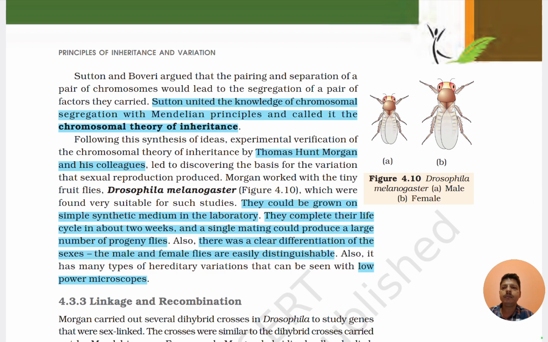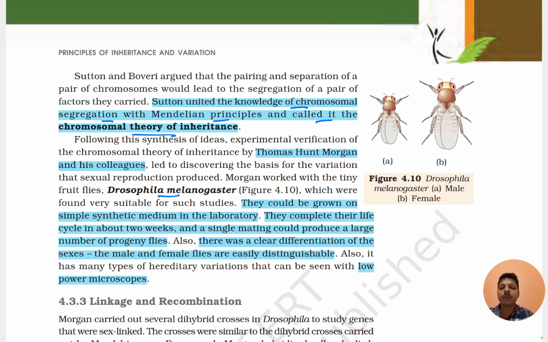Here, Sutton and Boveri argued that the pairing and separation of a pair of chromosomes would lead to the segregation of a pair of factors they carried. Then Sutton united the knowledge of chromosomal segregation with the Mendelian principle and called it the chromosomal theory of inheritance. Then Thomas Hunt Morgan and his colleagues did experimental verification of the chromosomal theory of inheritance by using Drosophila melanogaster.